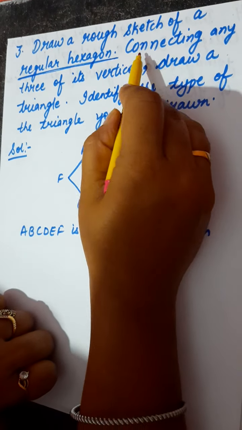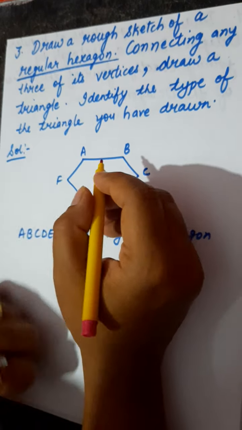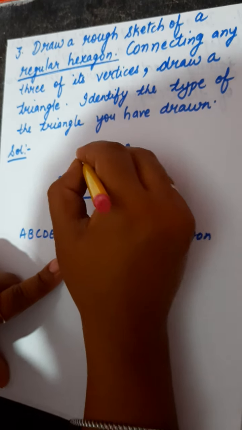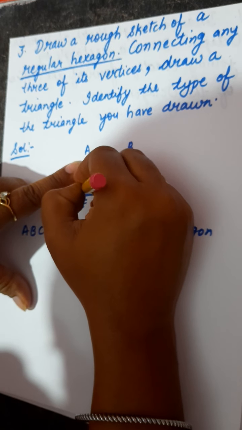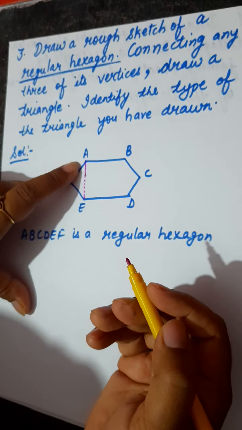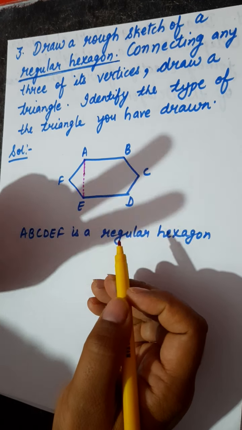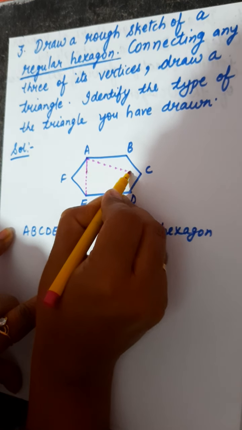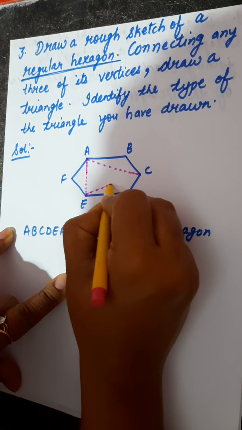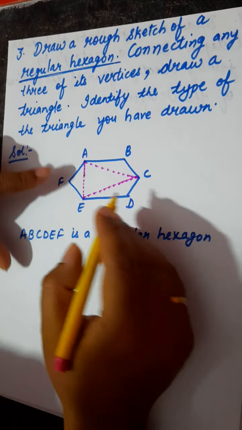Now next we have: connecting any 3 of its vertices, draw a triangle. We have to connect any 3 of our vertices. Suppose I connect this first vertex with this. As we know, vertices are the corner points. Here I join first with second, but we have to connect 3. Let me join this with this part. So this is your triangle.